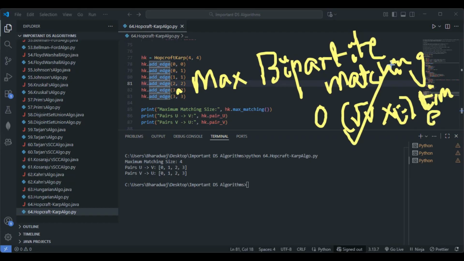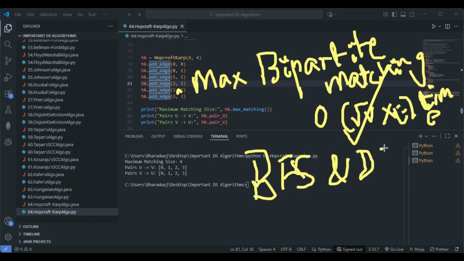Now it uses the BFS to layer the graph and DFS to augment along multiple paths simultaneously. It uses BFS as well as the DFS. We know this one, right? Basically, why BFS here? BFS to layer the graph and DFS to augment along multiple paths simultaneously, right? So this is much faster than the simple augmenting path algorithms for large graphs. So this is one of the advantages of using the Hopcroft Karp algorithm.